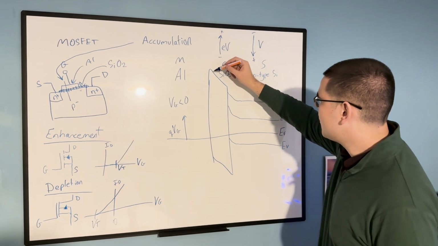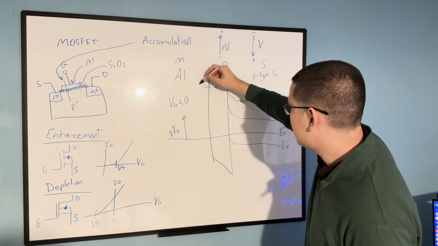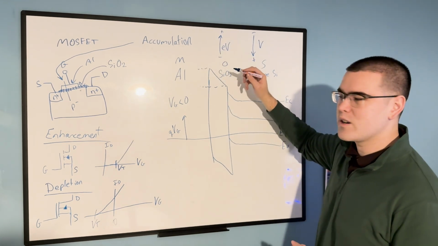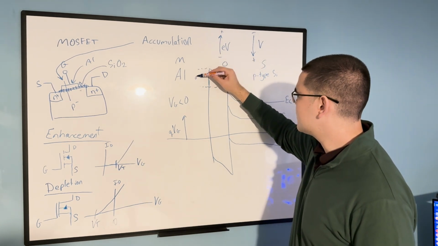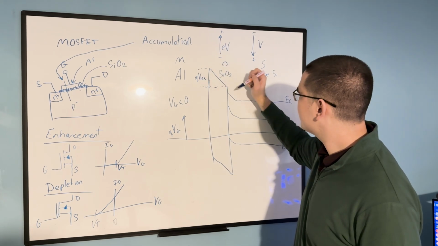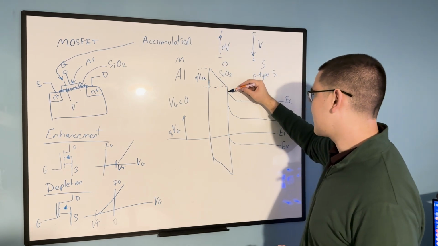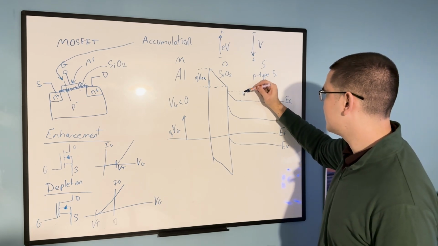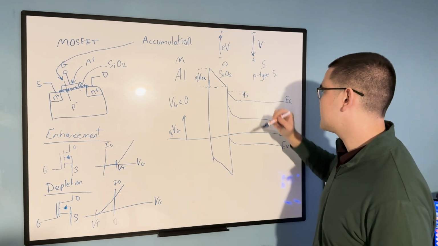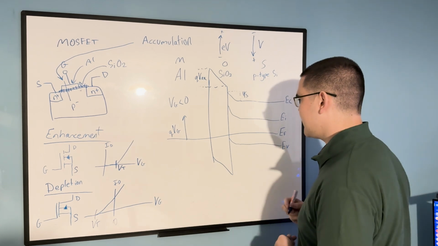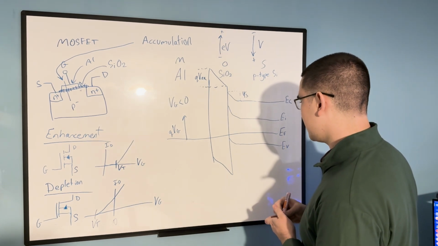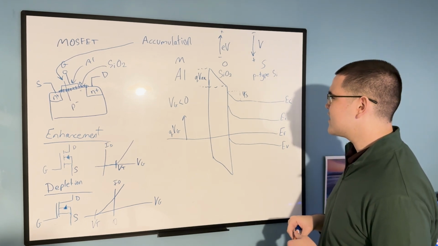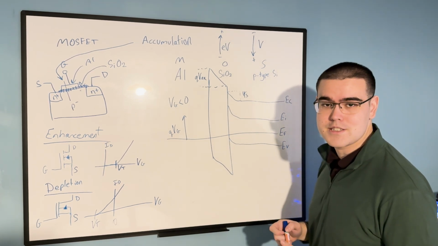And there's a couple more things here. This kind of a difference in the oxide layer here is what's known as the oxide voltage. And the difference in the conduction band here is what's known as the surface potential. Okay, I've covered most of the things here for accumulation. I think it's now good for us to move on to depletion.